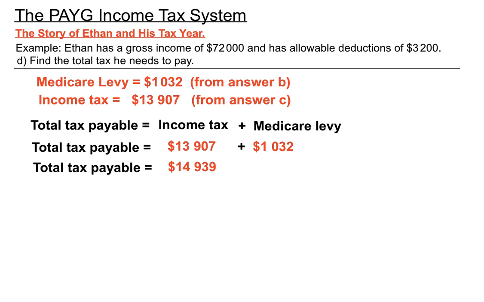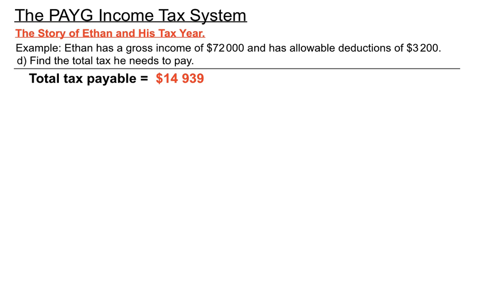Now we got through mentioning before that a certain amount comes out of his pay. His boss sends a certain amount of money on behalf of Ethan to the tax office every fortnight. And so that has to be taken into account. He doesn't have to come up with $14,939 all in one bundle, thankfully. A certain amount has been paid for him out of his tax as he went along, pay as you go. So find the total tax he needs to pay. We'll keep that in mind, ready for the next section.